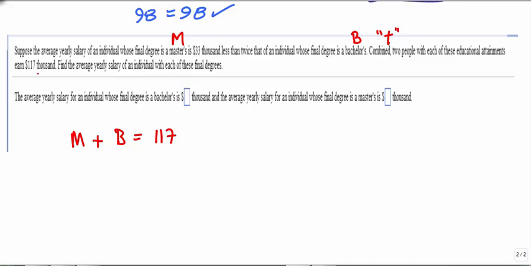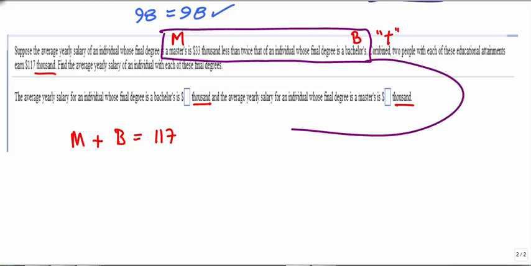Now the word thousand is already on here, so I don't need to put comma 000, and it's already listed here in the solution as well, so I can just use the 117 part. So I have this equation, I have two unknowns, m plus b. I need to get rid of either the m or the b and write it in terms of the other variable, and that's going to come into play right here.